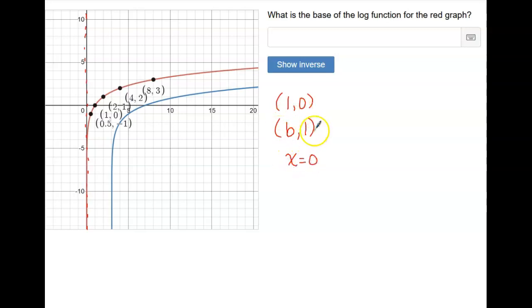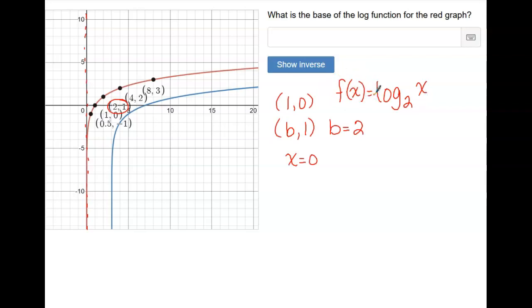So we have to figure out, we've got to look for the point that has a number and then a 1 in the y place. So that's this one here, which means that our base is going to be equal to 2 for this one. And since our asymptote is vertical, we know that this is going to be a logarithmic function. So the parent is going to be log base 2 of x.